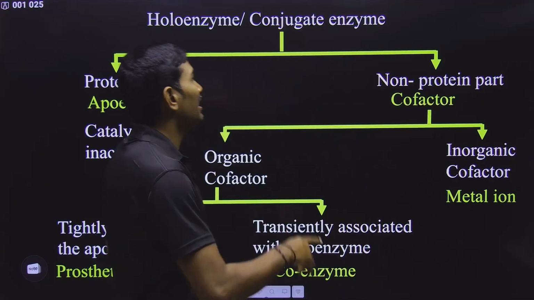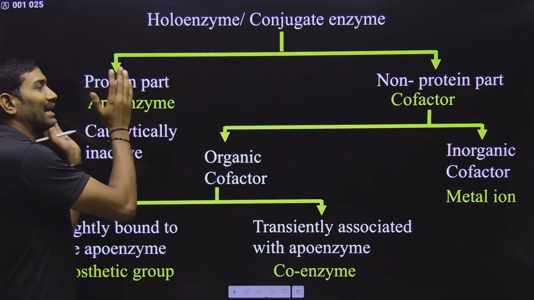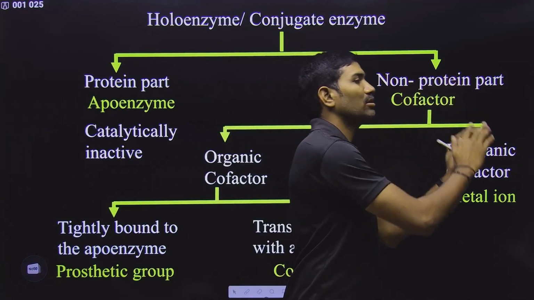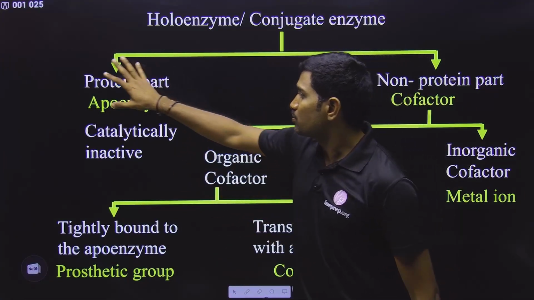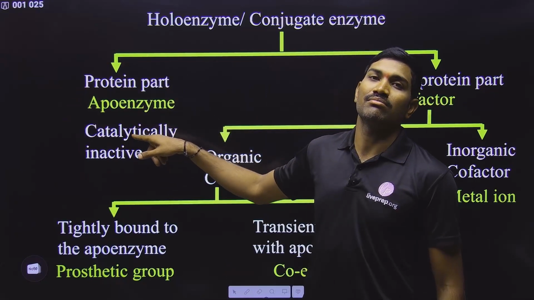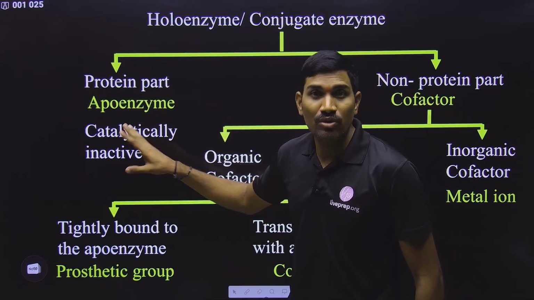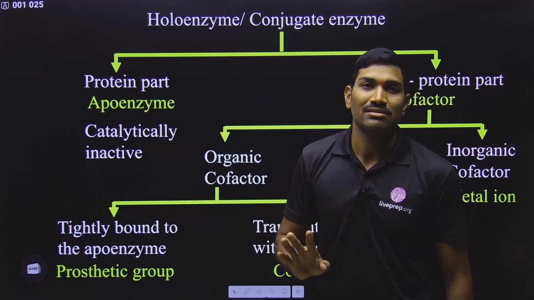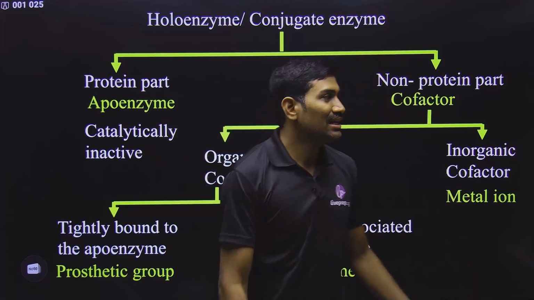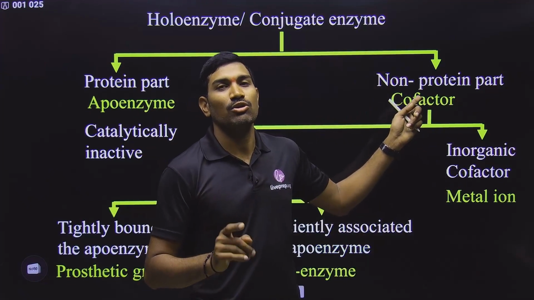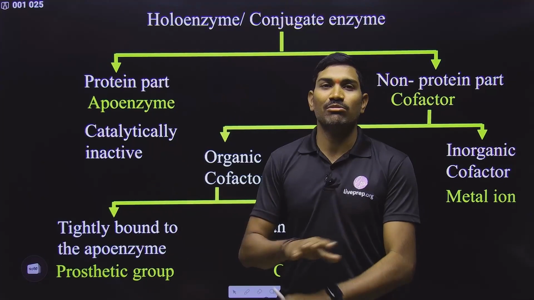But in the case of holoenzyme or conjugate enzyme, there is a protein part, and along with the protein part, there is a non-protein part. So please remember. In this case, this protein part is called an apoenzyme because on its own it cannot do the catalysis. This protein part should compulsorily interact with the non-protein part called a cofactor. If the cofactor is not present, an apoenzyme cannot do the reaction.